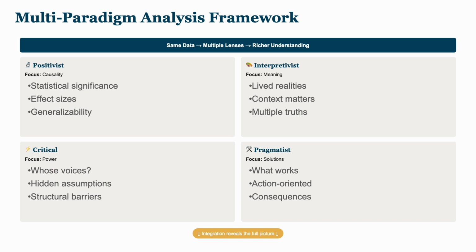Whose voices are missing, and what are the structural barriers? Then, use the interpretivist lens to focus on meaning, lived realities, and context. Finally, use the pragmatist lens to focus on solutions, asking what works and what are the consequences. By rotating these lenses, you ensure your integration reveals the full picture rather than just one angle.